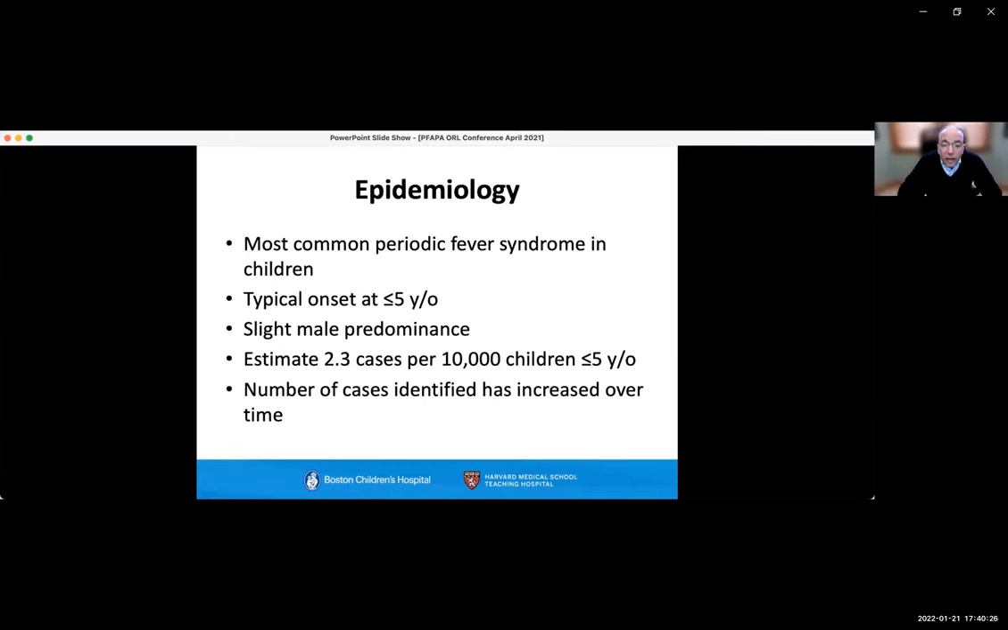It is the most common periodic fever syndrome in children, with a typical onset at around or just before 5 years of age. There have been studies showing a slight male predominance, and there's an estimated 2.3 cases per 10,000 children in this age group. And the number of cases identified has increased over time due to greater knowledge of this condition.